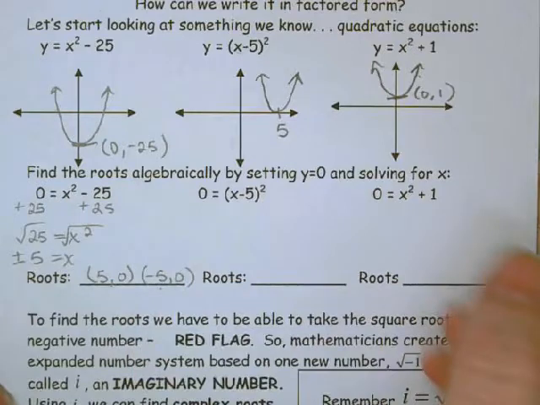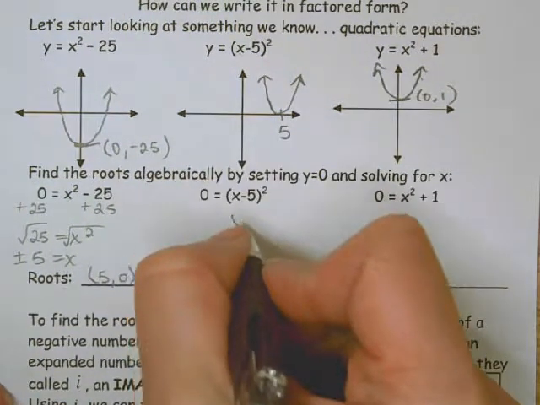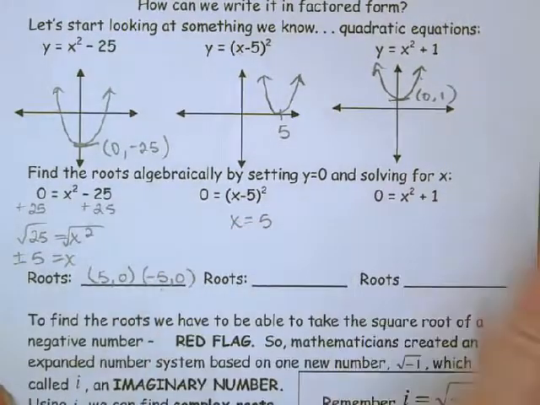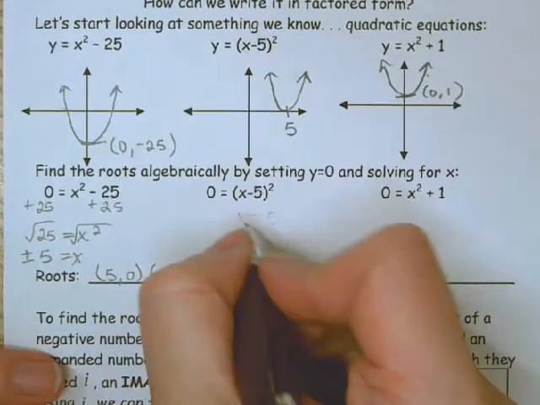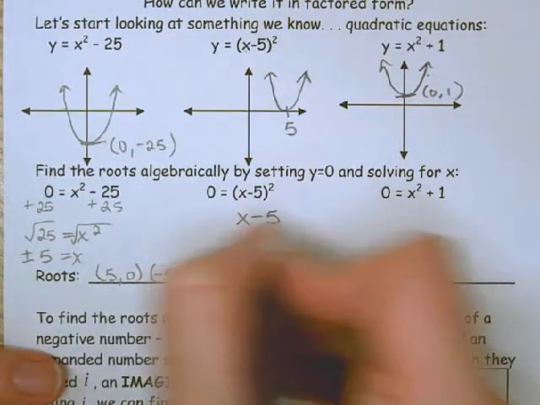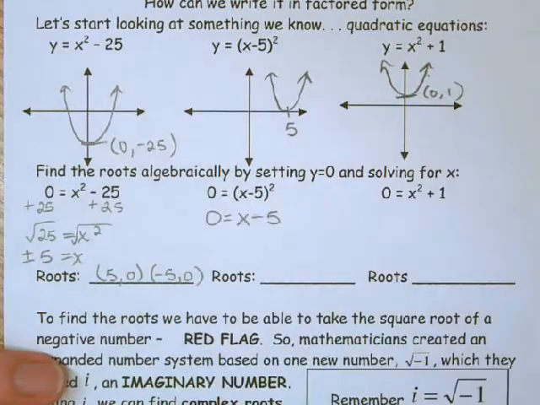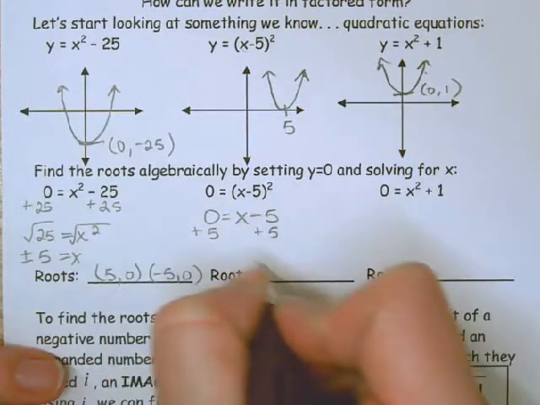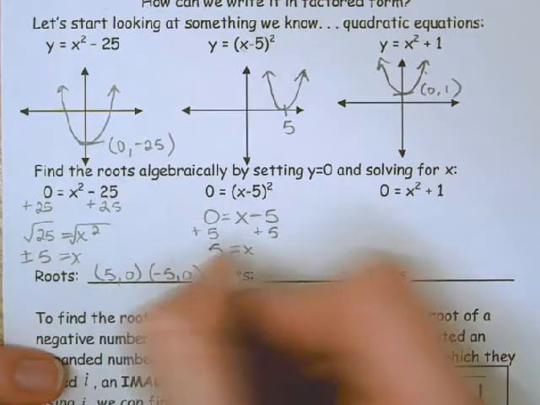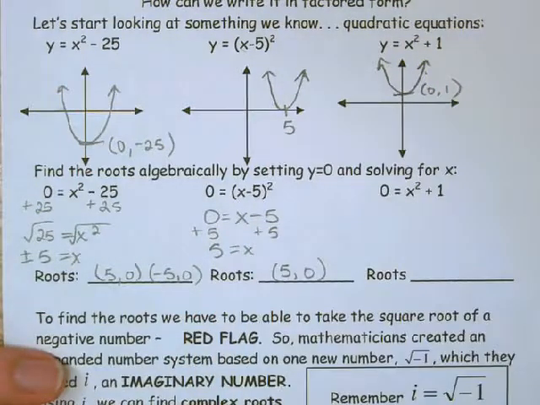On this one, this is already in factored form, so we can just set x minus 5 equal to 0. Another way to look at this is if we square rooted both sides, that would leave us with x minus 5 equals 0. Add 5 to both sides, so x equals 5. So we have a root at 5, 0, which we obviously saw above.